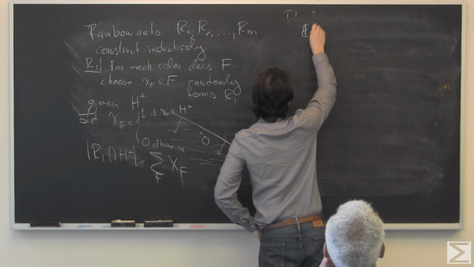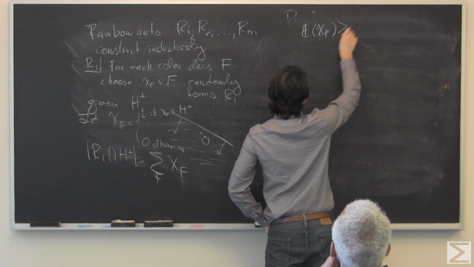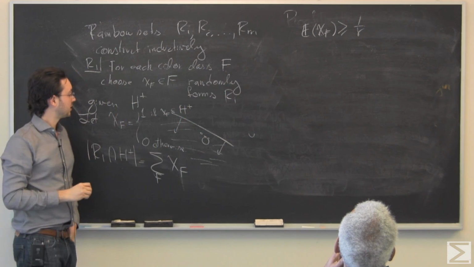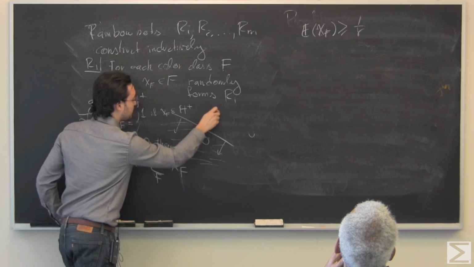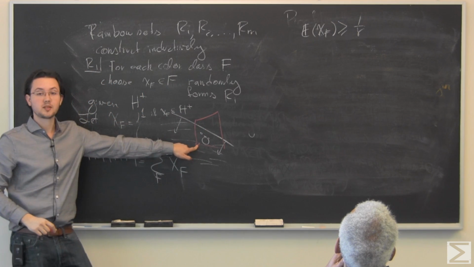The expectation of this function is at least 1 over O, right? Because since my color class captured the origin, at least one of the points had to be on this half space.